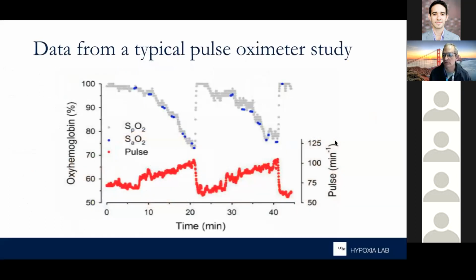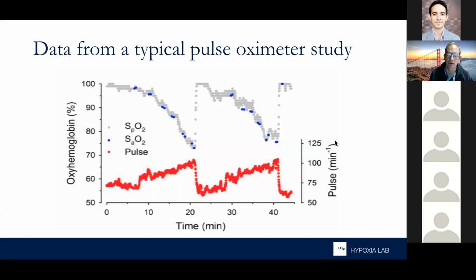So data from a typical pulse oximeter validation study might look like this. The red trace on the bottom is the subject's heart rate. And at the top in gray are the readings from a test pulse oximeter. So we achieve different levels of hypoxemia. In this case, we start near 100%. We dip down to around 70% in 2 runs.